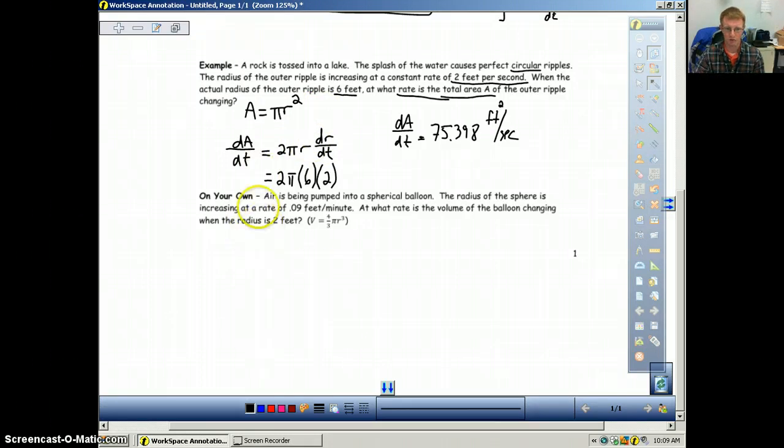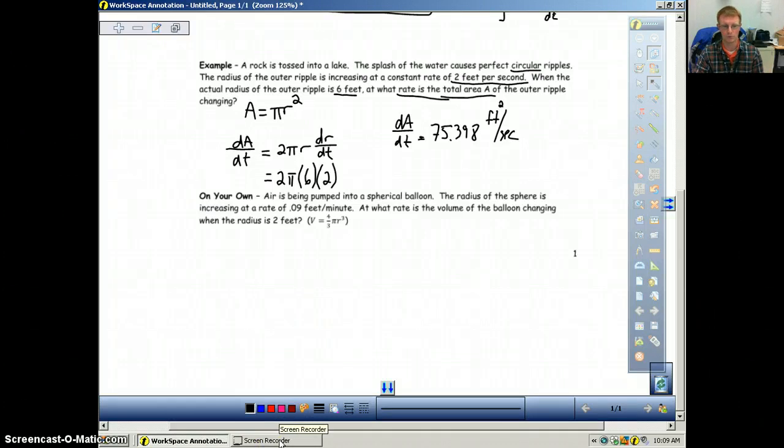So I want you to try this one on your own. The volume of a sphere is given to you, and you're going to try and find the rate at which the volume is changing. Okay, so try this one on your own. Hit pause if you need to. Otherwise, the video will stop on its own, and take the quiz or do the problem, and then we'll see how you do.